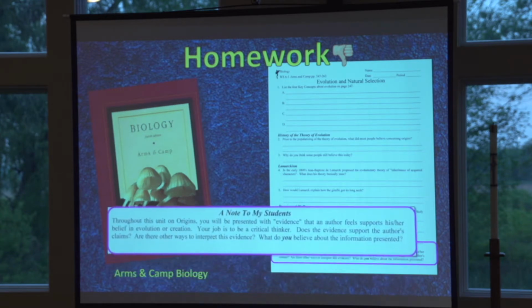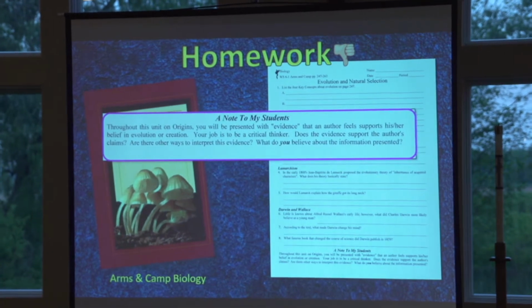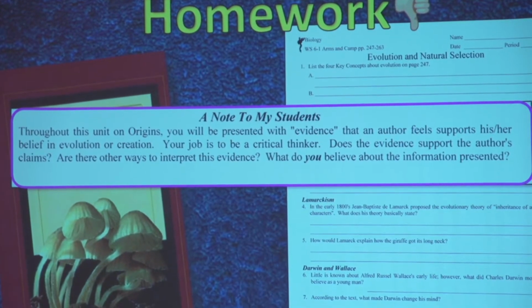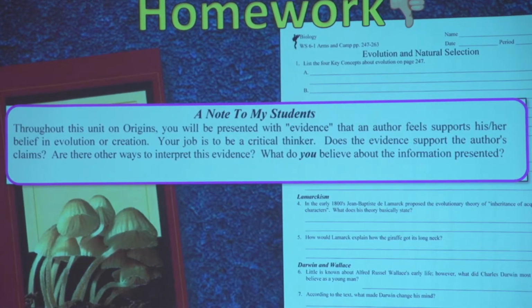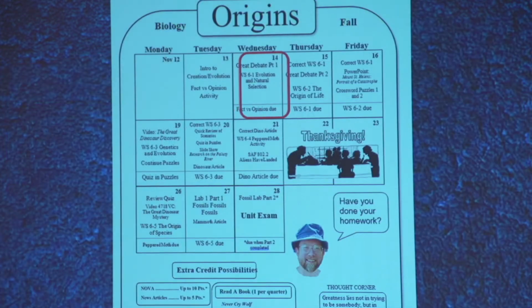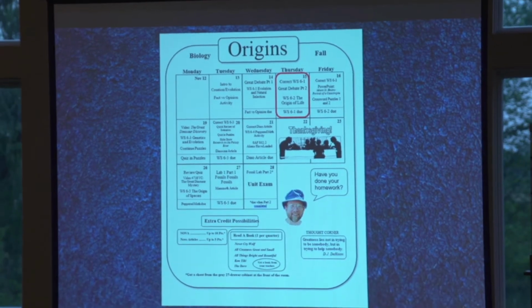On the bottom of the first one, I have a note to my students. Throughout this unit on origins, you'll be presented with evidence that an author feels supports his or her belief in evolution or creation. Your job is to be a critical thinker. Does the evidence support the author's claims? Are there other ways to interpret this evidence? What do you believe about the information presented? And the next day they walk in, they're not asleep yet, but it's time for the great debate, part 2.